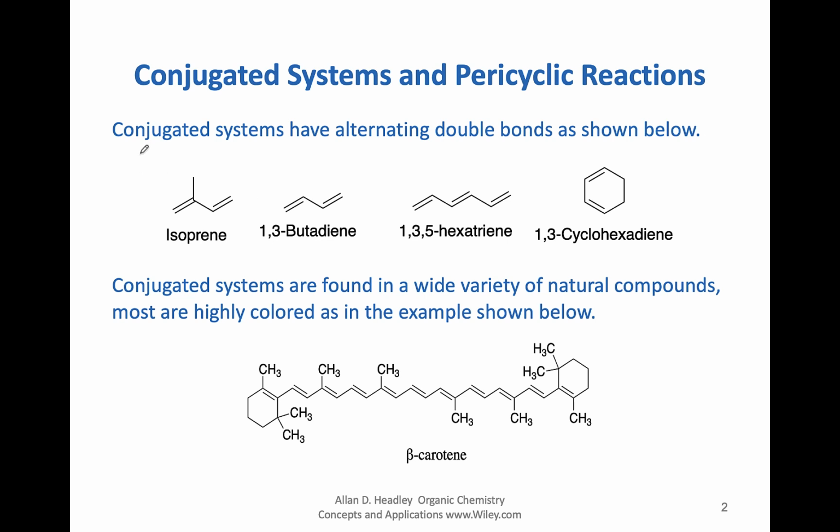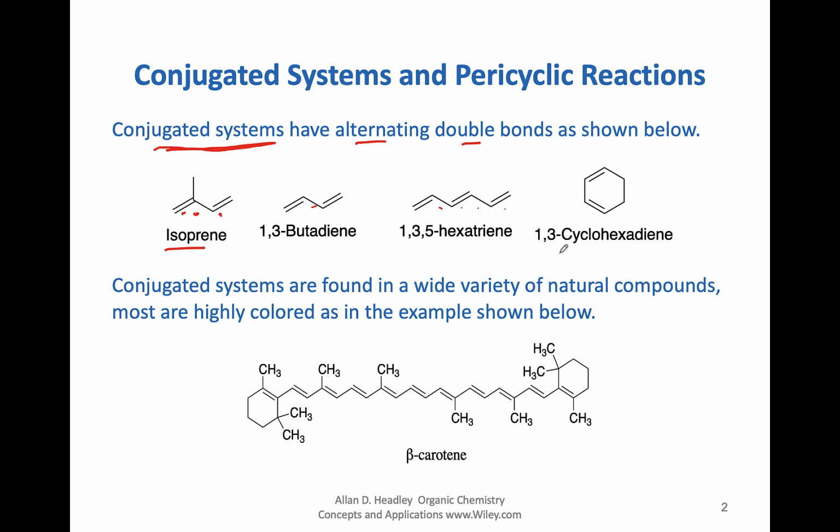First, conjugated systems. What are conjugated systems? Conjugated systems consist of alternating double bonds. So here's an example, isoprene. For example, isoprene has a double bond here, a single bond, and a double bond. So they're alternating double, single, double, single. Here's another one, 1,3-butadiene, double, single, double. 1,3,5-hexatriene, double bond here, single bond, a double bond, a single, and a double.